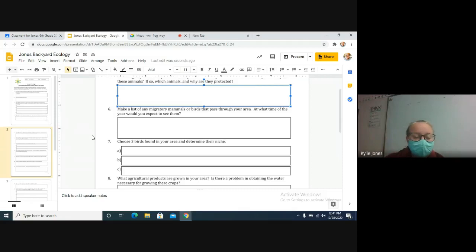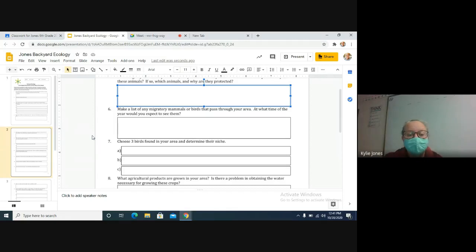Number 6, make a list of any migratory mammals or birds that pass through your area. So any sort of bird or mammal that might pass through at different times of the year. Maybe one of the major birds that is migratory is a goose. So do we ever see geese in town? I don't actually know. Do we, Dylan?